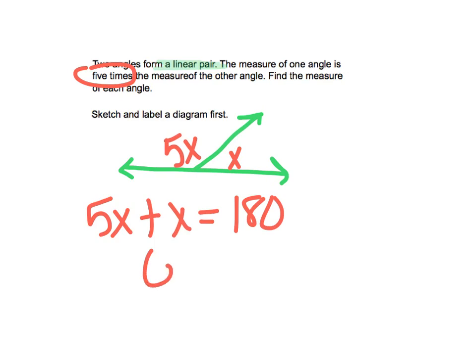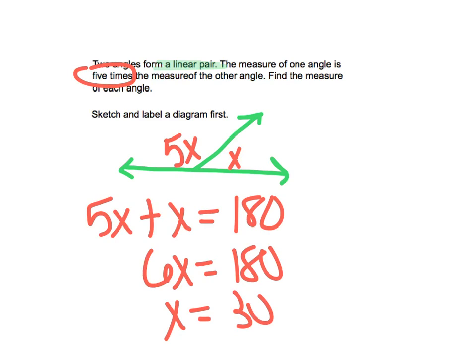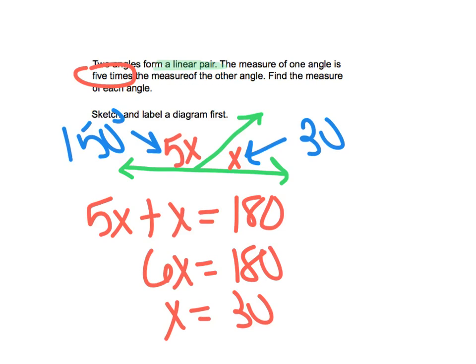If we combine our like terms, we get 6x equals 180, x equals 30, which means this angle right here would be 30 degrees, and this angle right here would be 5 times that, which is 150. And if we did it correctly, they should add up to 180, which they do.